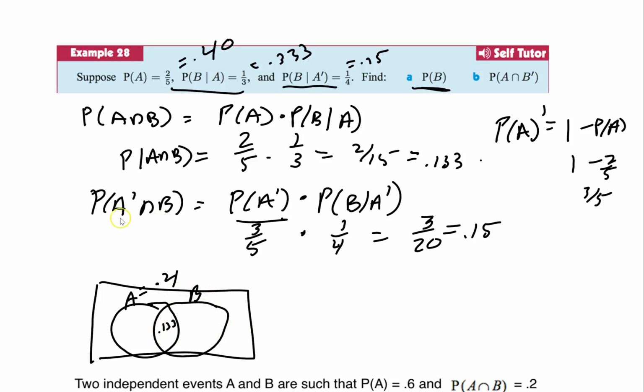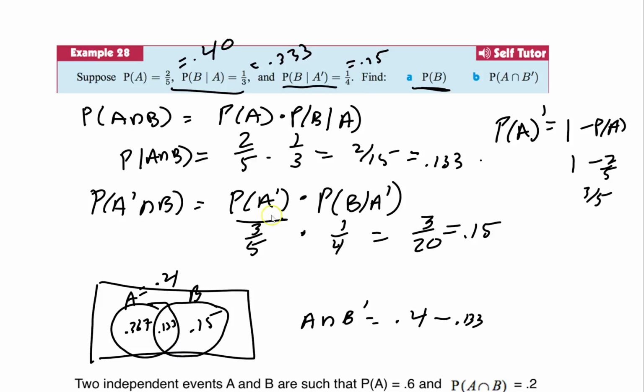Now look at what we found here. Probability of A prime and B. So not A, but you're in B. So that's this part right here. So this is 0.15. And look at this, A not B, A but not B right here. Well, if all of A is 0.4 and that's 0.133, A intersection not B is going to be 0.4, which is all of A, minus off the part of B you don't want, 0.133, which would be about 0.367 ish. So there's that.